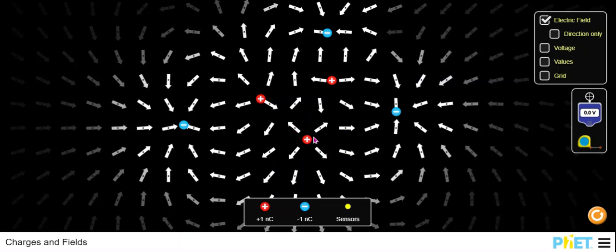Between this and this, there's an attraction. Okay, so like charges repel each other, unlike charges attract each other. So that just tells you, remember, electrostatics are charges that are stationary, and these charges that are stationary create electric fields, and the whole study of it is what you call electrostatics.